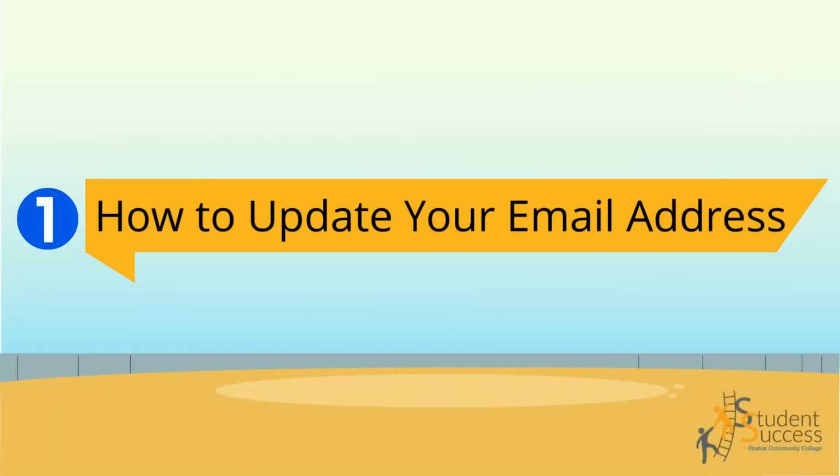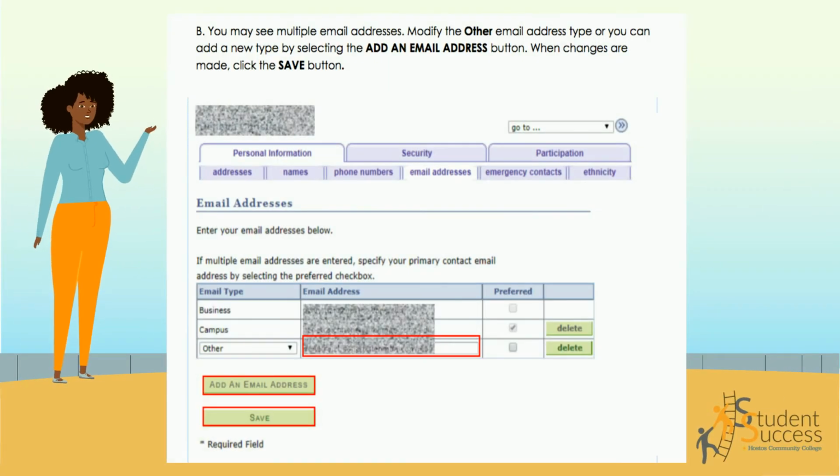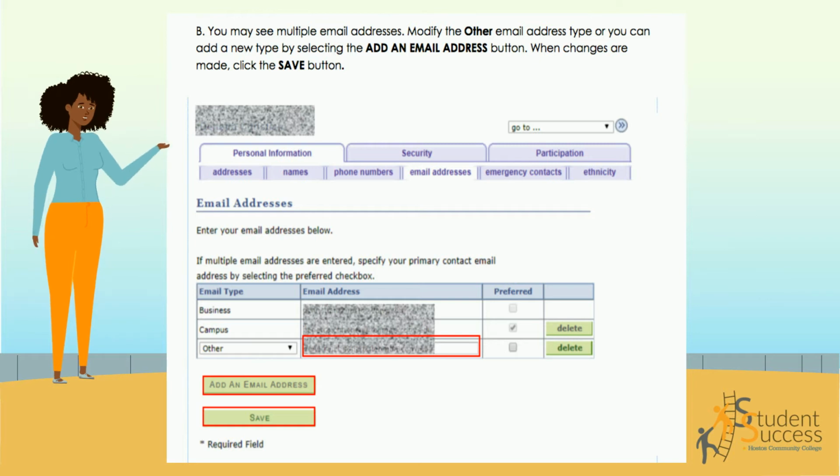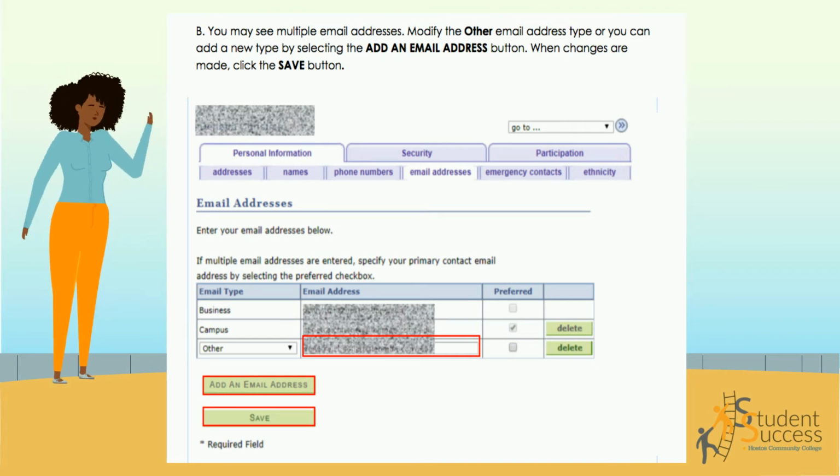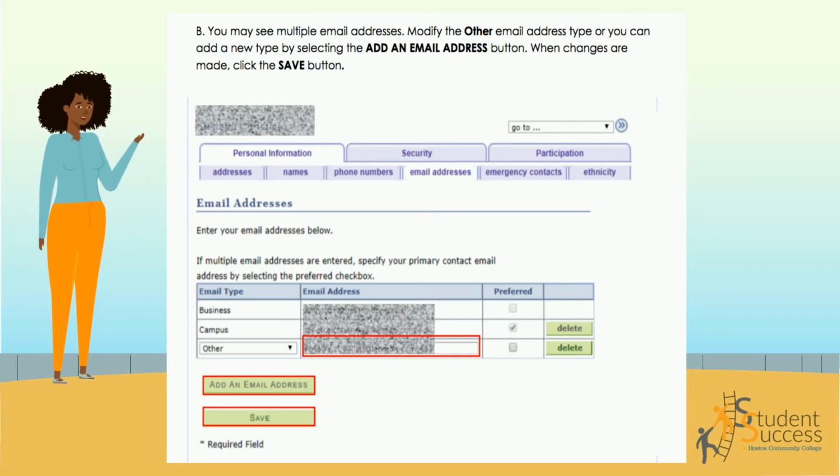How to update your email address. When trying to update your email address, you may see multiple email addresses listed. Modify the Other Email section, or you can add a new type by selecting the Add an Email Address button. When changes are made, click the Save button.